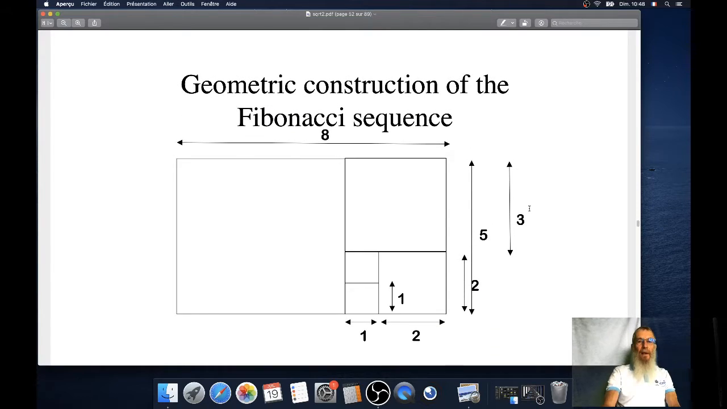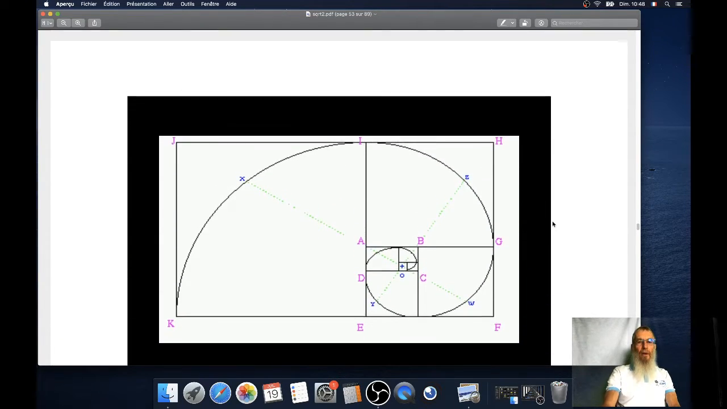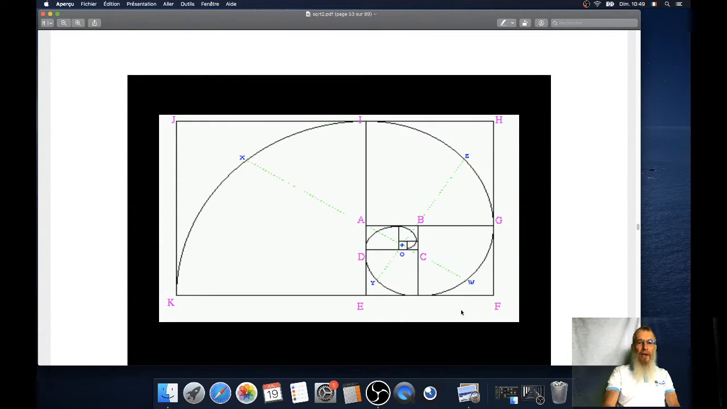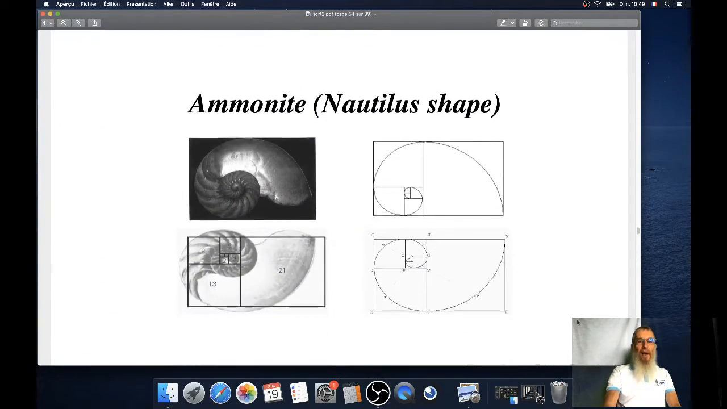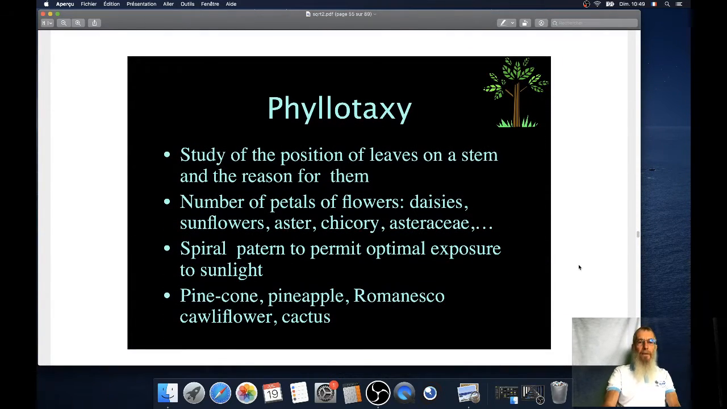So this gives a geometric construction of the Fibonacci sequence, where you get f(n+2) equal f(n) plus f(n+1). And if you draw a picture by taking some curves, which are just a part of a circle here, you get a kind of spiral, and this spiral is something which occurs in nature. It occurs in the Nautilus shape of the ammonite, like this, and you see that it really follows the pattern of the construction of the Fibonacci sequence.